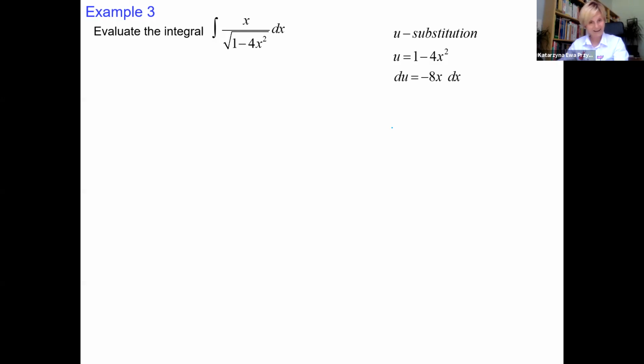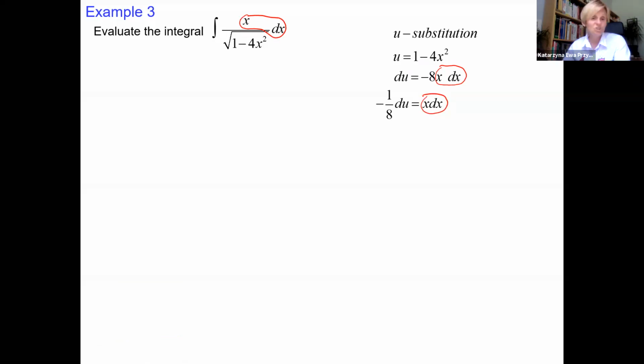Okay, we have a small challenge. In the integrand, I can see x dx, and I do not see negative 8x dx. Then I will solve this for x dx. I will just divide by negative 8, negative 1/8 du. If only the coefficient constant is the difference, we can work it out. It will be a problem if, for instance, our derivative were like x squared, x cubed, or something else with the x, then we can't do it. But the constant is the constant, it's not a problem.